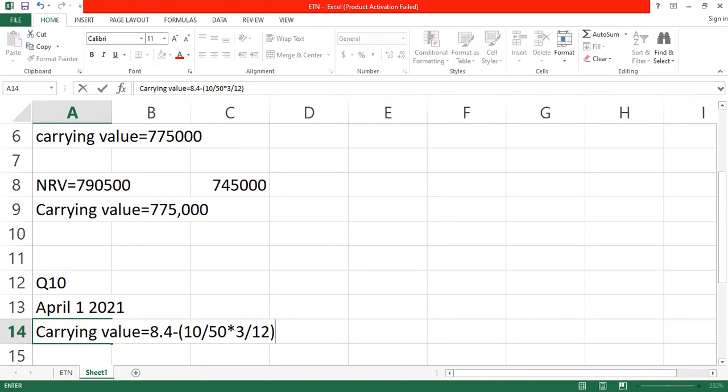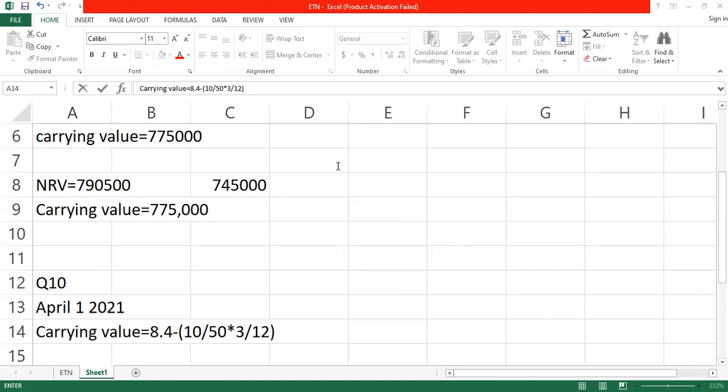It was, I think, 7.9 or something. All right. So at the beginning of the year, the carrying value was 8.4. So what portion of this was used? Then we use the original value to find the depreciation for the 3 months, then we take it from the 8.4. All right. Let me also show you another way of doing that.